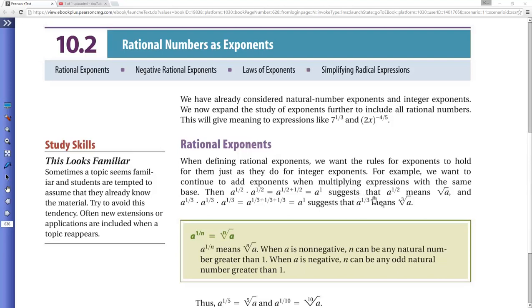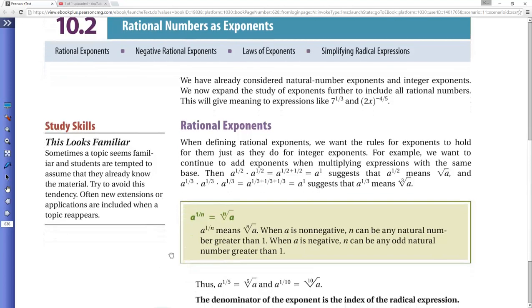which suggests that a to the 1/2 means the square root of a. Because if I take the square root of a times the square root of a, I'll get a, or a to the 1 power, and so on. And then they show us, well, if I took a to the 1/3 power times a to the 1/3 power times a to the 1/3 power, you would add those exponents because the bases are alike. So it would be 1/3 plus 1/3 plus 1/3, which adds up to 1 again, which indicates, it's not really a proof, but it looks like that must be the cube root of a.